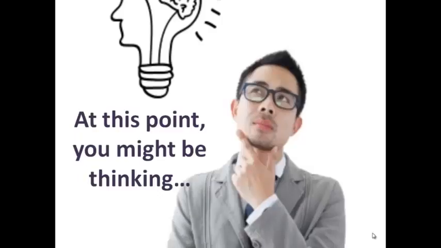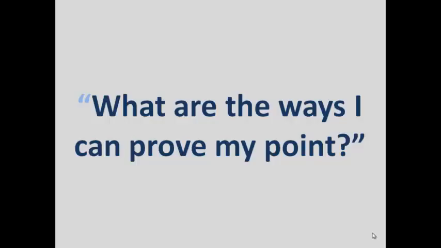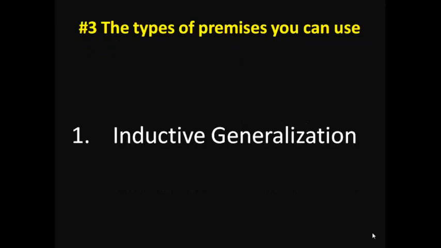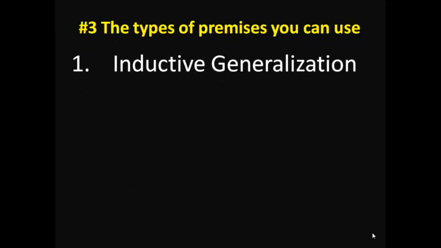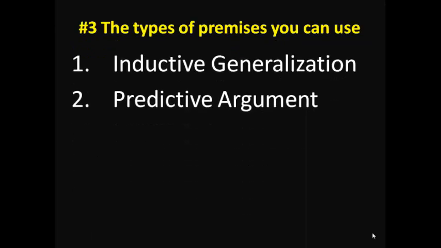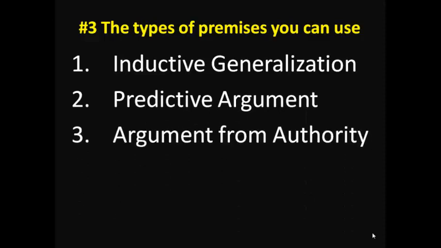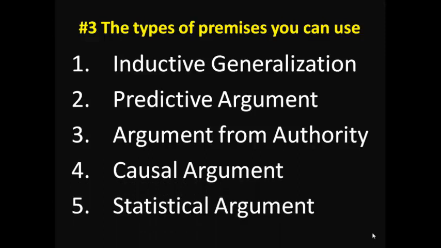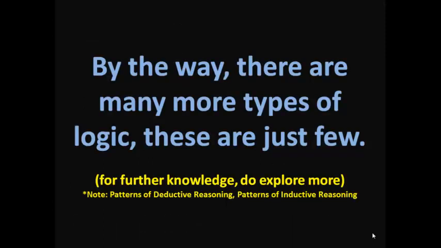So at this point, you might be thinking, what are the ways that I can prove my point? Now comes step number 3, the types of logic or premise that you can use. So here we want to know how many types of logic we can actually use. Now we're going to cover 5 types. The first one is inductive generalization. Second is predictive argument. The third is argument from authority. The fourth is causal argument, and the fifth is statistical argument. By the way, there are many more types of logic. These are just a few. Do explore more.